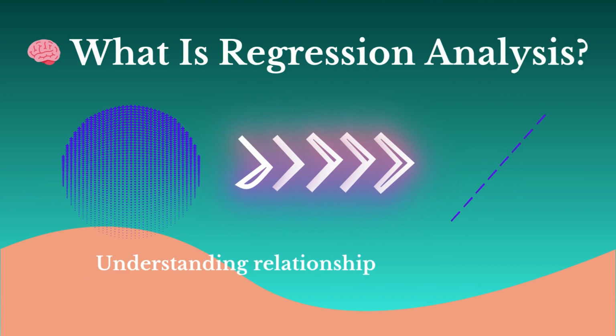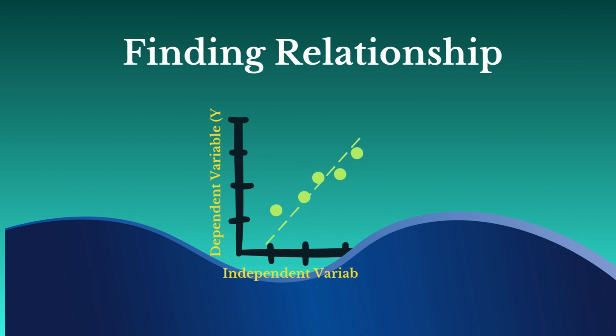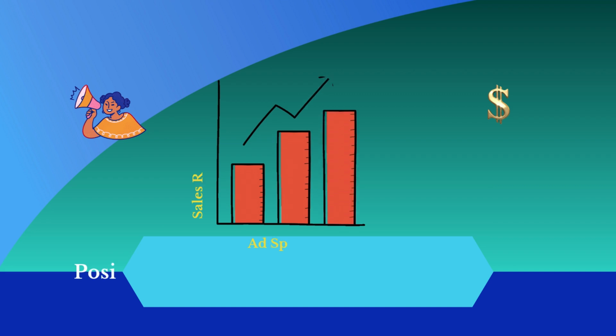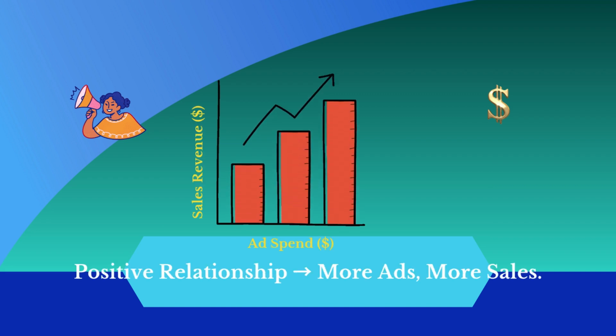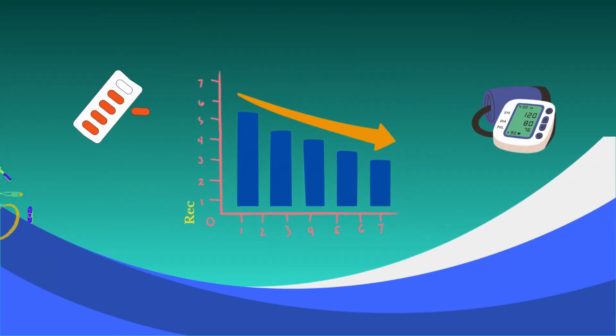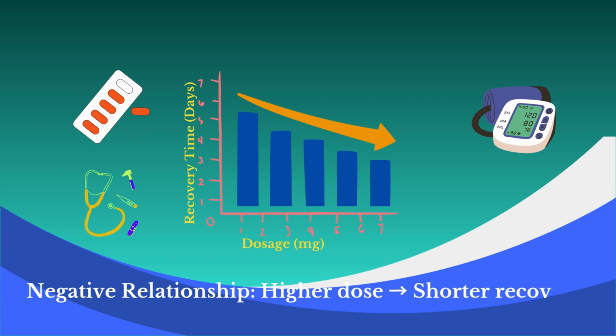So, what exactly is regression analysis? At its core, regression is a statistical method that helps us understand the relationship between variables and use that relationship to make predictions. Imagine you are running an online store. You might want to know, if I spend more on advertising, will my sales increase? Or in healthcare, does increasing the dose of medicine shorten recovery time? Regression gives you a mathematical way to answer such questions with evidence, not intuition.